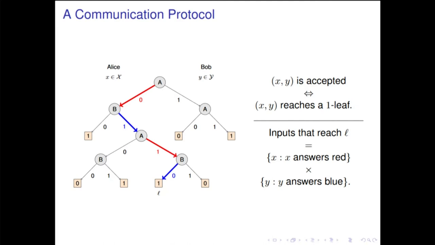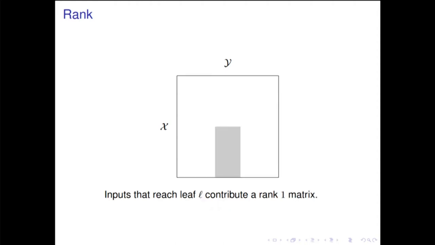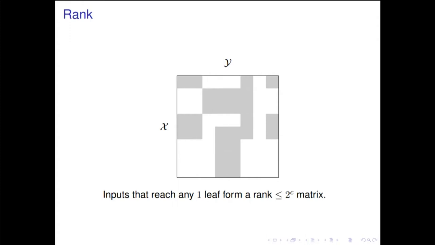And let's look at the function that is computed by this communication protocol. We can look at its truth table as a matrix, and the rows are indexed by Alice's input, the columns by Bob's inputs, and the entry at the X, Y location is the value of the function F of X, Y. And we can build the truth table using the communication protocol. So if you take that leaf L that we had seen before, there's some product set which reaches it. So all those inputs actually give the output 1 according to this communication protocol. And summing up over all the at most 2 to the C leaves, where C is the communication cost, we see that this matrix actually has rank at most 2 to the C.